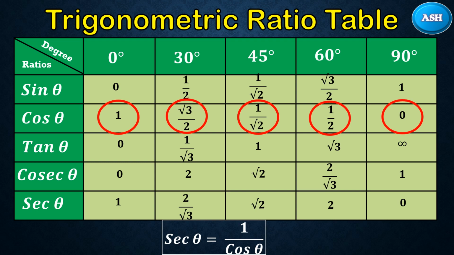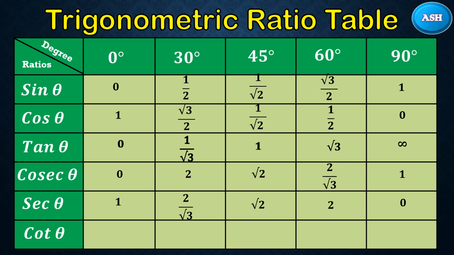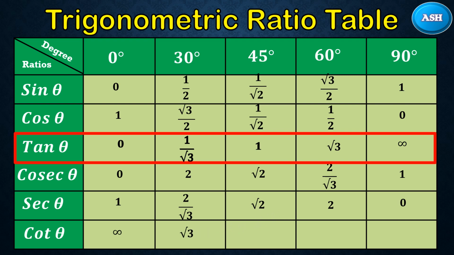Our last ratio is cot theta. Values of cot theta are written in exactly reverse order of tan theta. Observe the direction of red marking, which is from right to left. According to that, cot 0 is equal to infinity, cot 30 is equal to root 3, cot 45 is 1, cot 60 is 1 upon root 3, cot 90 is equal to 0.